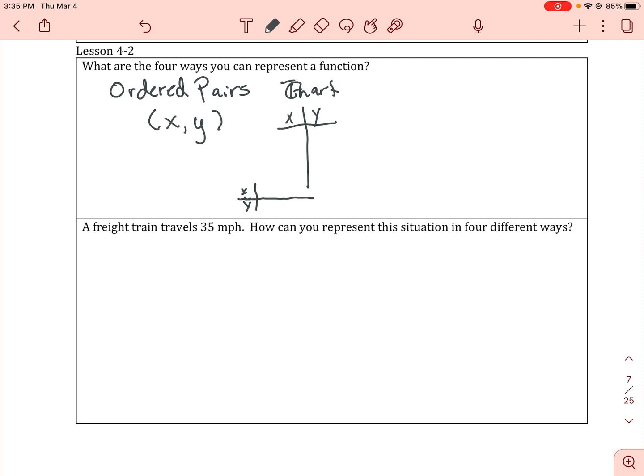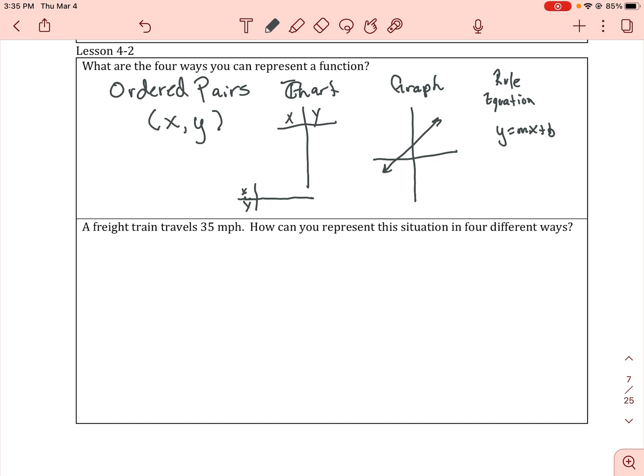There is a graph, which we should be extremely familiar with. So there's a graph that represents a function, and there is a rule. Another name for rule we should know is equation. Y equals mx plus b. Those are four ways that we represent functions.